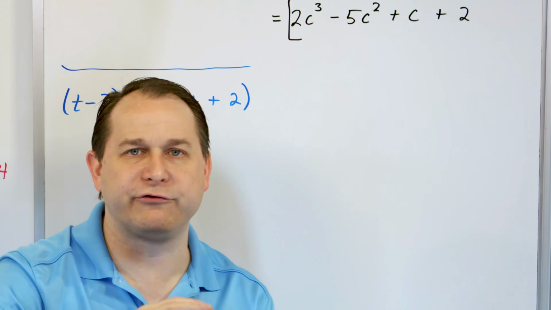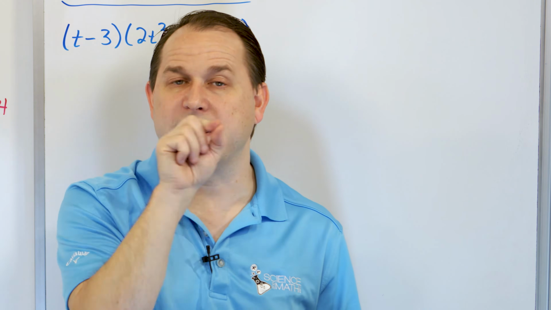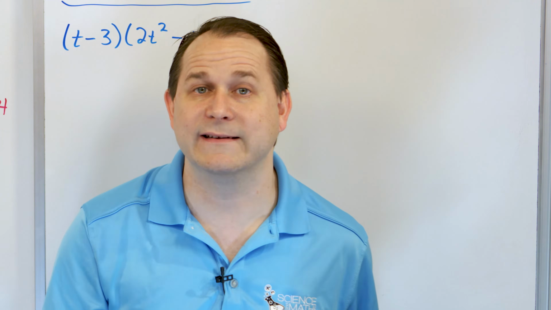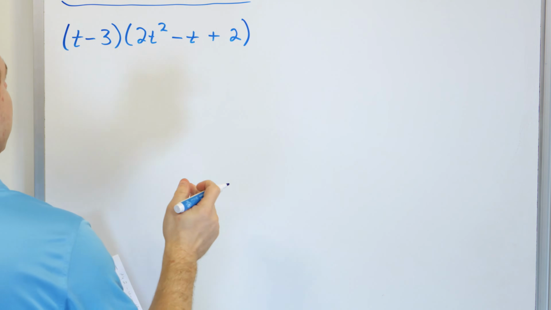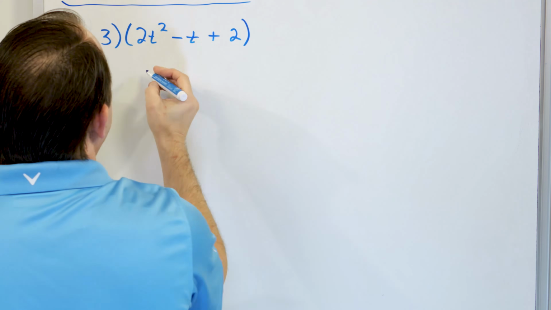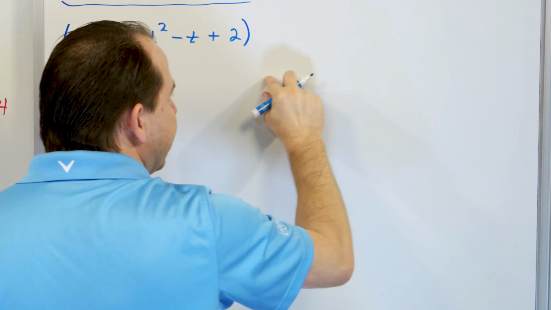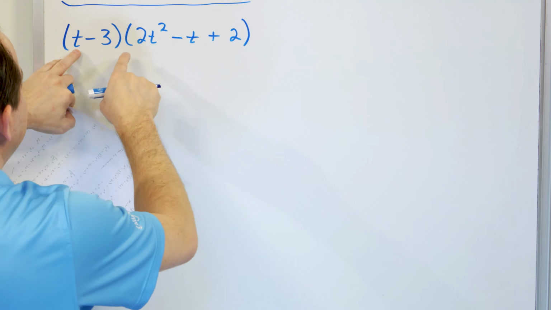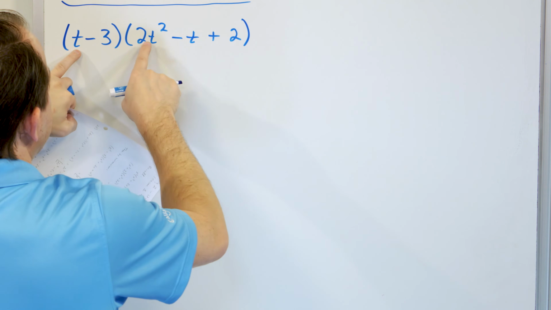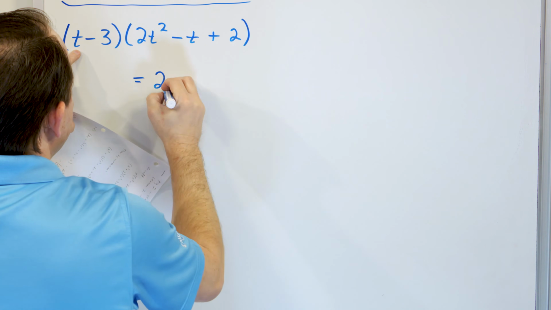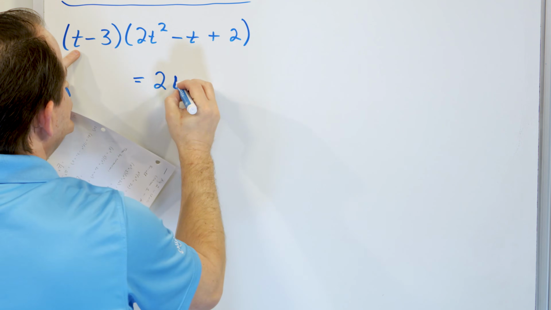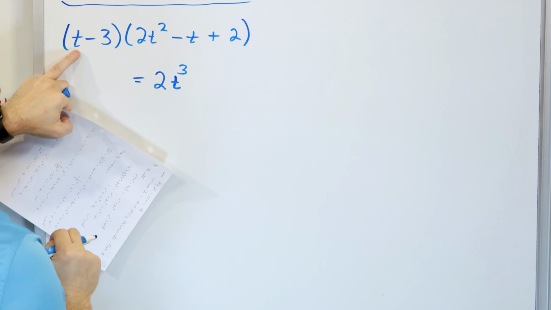So as I do my distribution, I do need to be careful when I multiply negatives and positives to get the right signs. So what I'm going to do, instead of doing it this way, I'm going to write my equal sign underneath so I can fit everything on one line. So what do I have? T times the first term, which is 2t squared, will give you 2. 2 times 1 is 2. And then you get the t's and you add those exponents together, giving you t cubed.